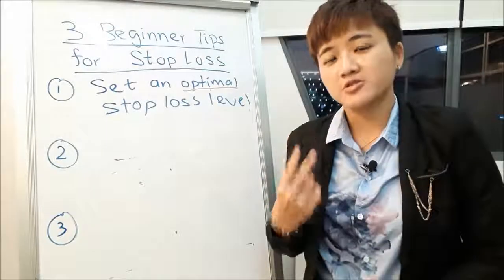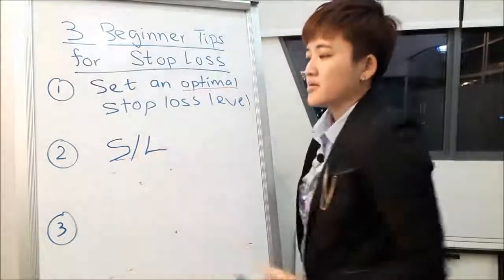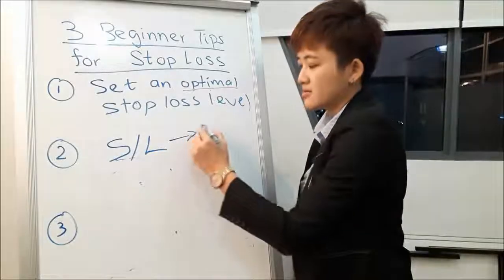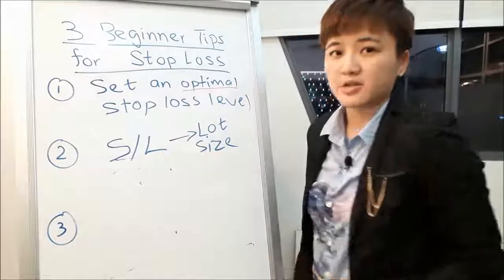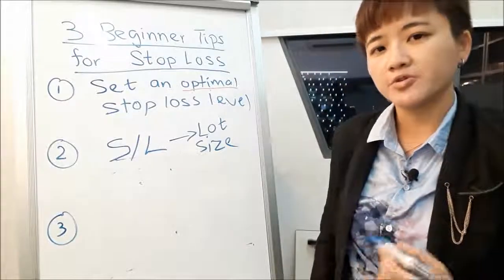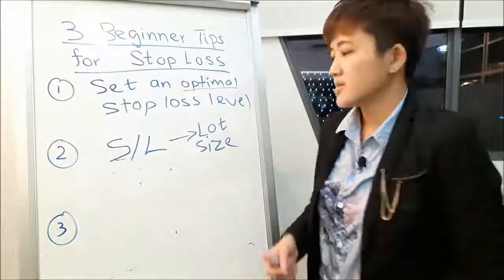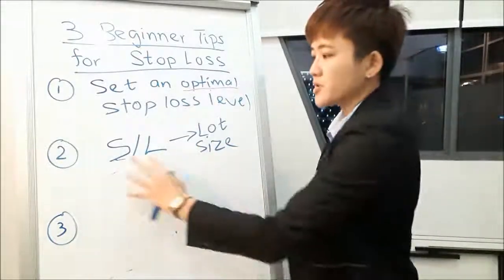So the second tip for your stop loss strategy is you need to understand where to put your stop loss level first before you can determine your lot size, or the volume that you trade, or the amount of units that you trade. Because a lot of beginner traders make it the other way around. They determine the size of the trade first before they determine where to put their stop loss.